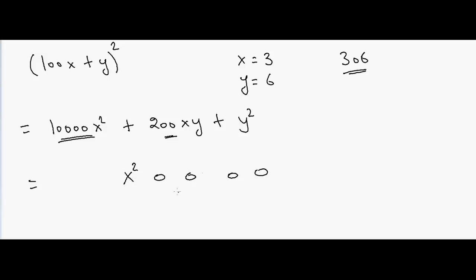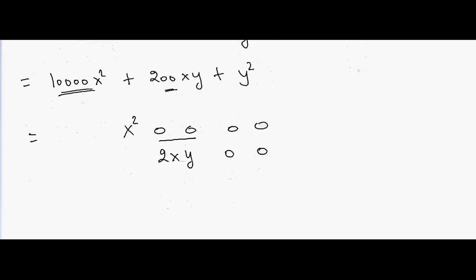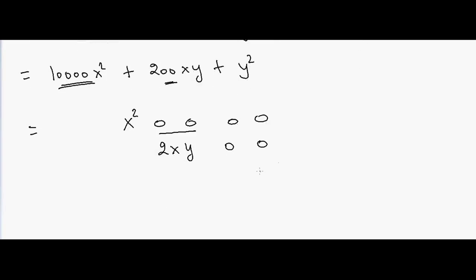If we add them together, it will look something like that: x square 0 0 0 0, right? And then we have 2xy 0 0. So this 2xy will go onto the next two digits here, right? And then we have y square, which will go here. Because there is a 0 here, the y square can occupy these two digits in the end.